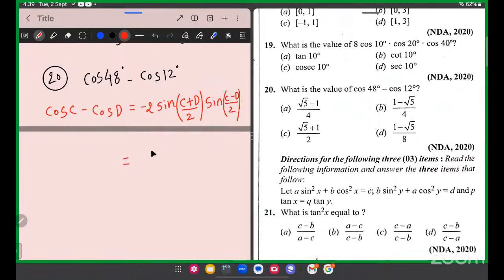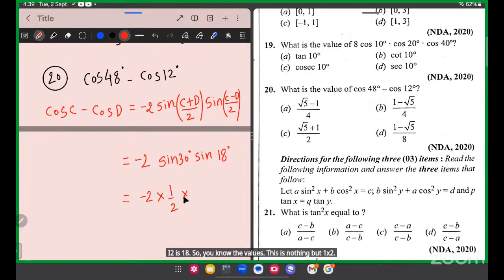Now, what is C here? 48 plus 12 is 60, by 2 is 30. So sine 30. 48 minus 12 is 36, by 2 is 18. Now, you know the values. This is nothing but 1 by 2. And sine 18 is root 5 minus 1 upon 4.